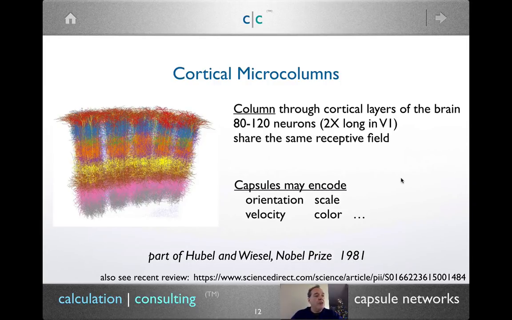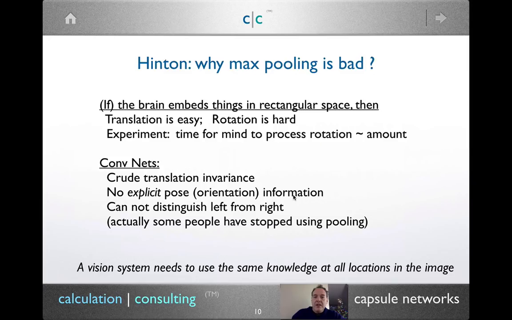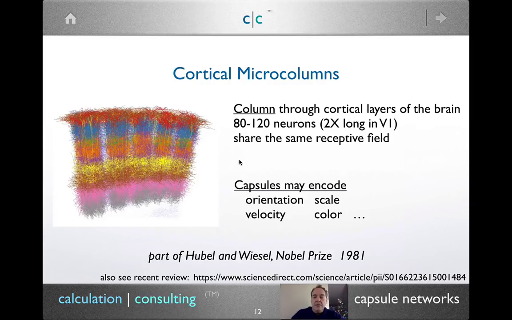Well, recall I told you there were these little columns up here. Going back, this hypercolumn. It turns out if you look at pictures of the brain, there are these cortical microcolumns that occur through the cortical layers of the brain. There are about 80 to 120 neurons in each cortical column. In V1, they're actually twice as long, so a little larger. And they all share the same receptive field. That means if you're pointing a flashlight in the dark, each column shares that receptive field that the flashlight is highlighting.